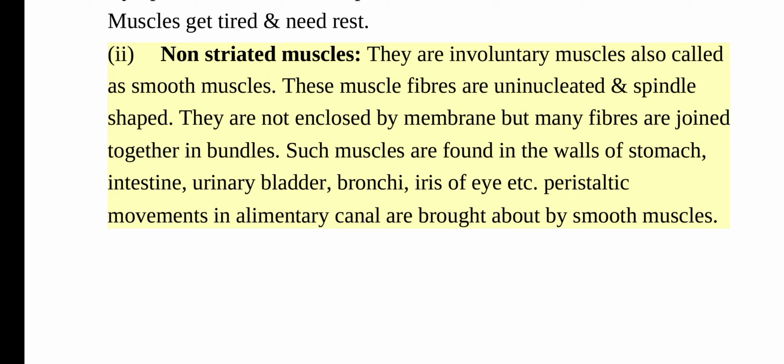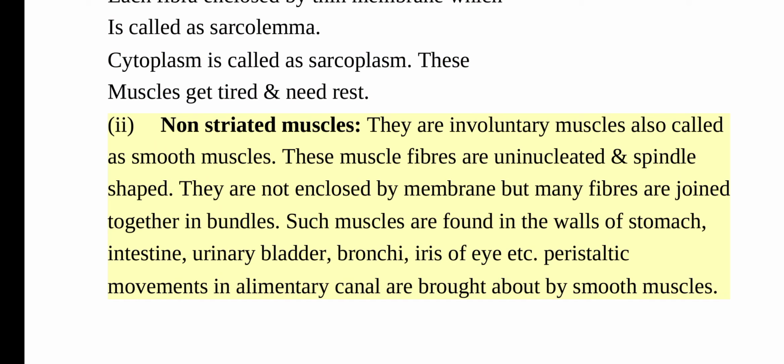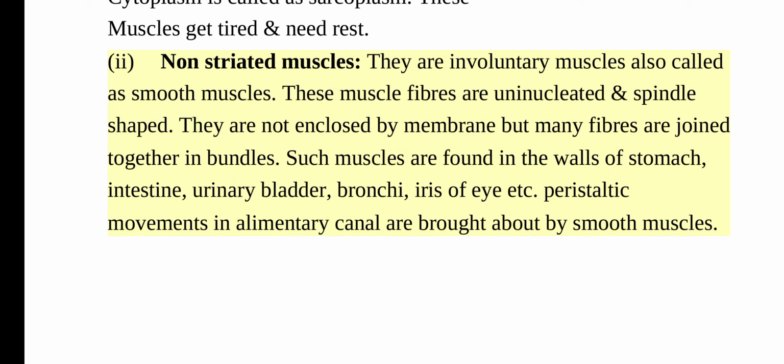II. Non-striated muscles. They are involuntary muscles, also called smooth muscles. These muscle fibers are anucleated and spindle-shaped. They are not enclosed by membrane but many fibers are joined together in bundles. Such muscles are found in the walls of stomach, intestine, urinary bladder, bronchi, iris of eye etc. Peristaltic movements in the alimentary canal are brought about by smooth muscles.